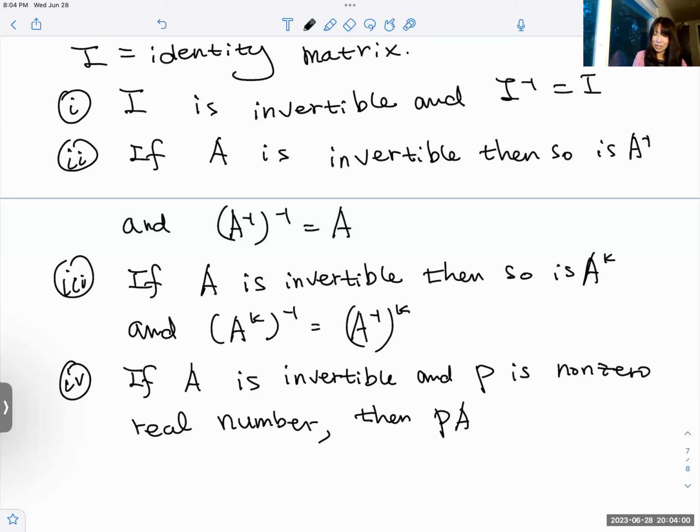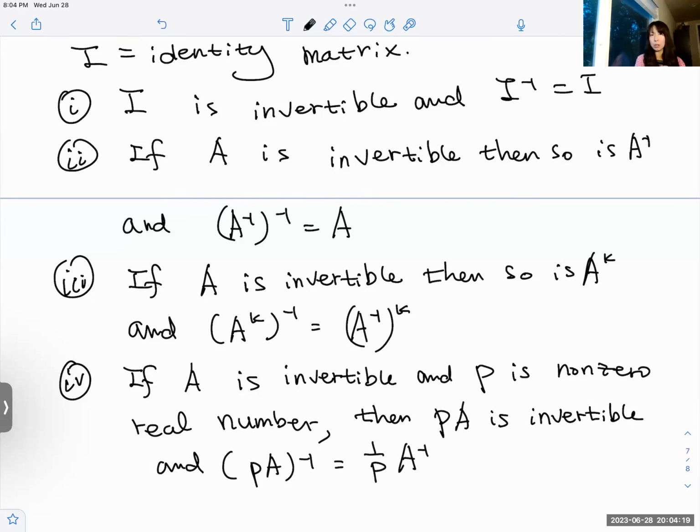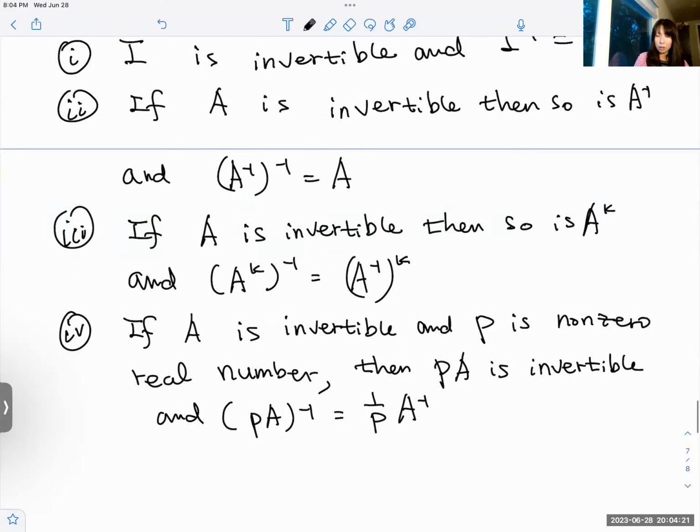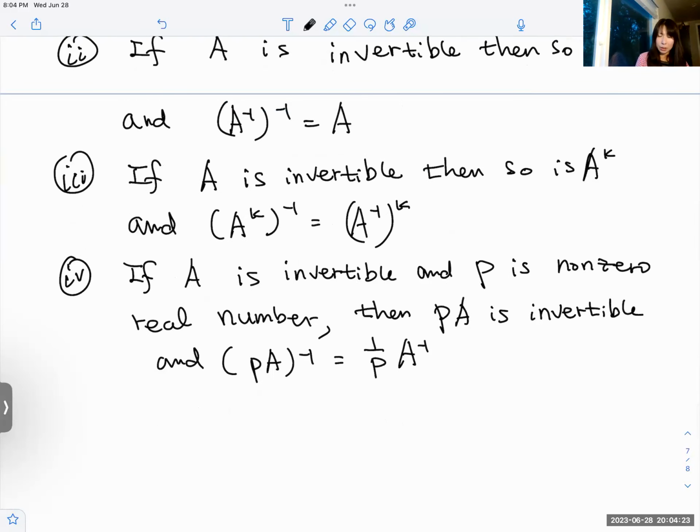Then PA is invertible, and the inverse of PA is the same as 1 over P, A inverse. Because P is a real number, we can talk about its inverse.